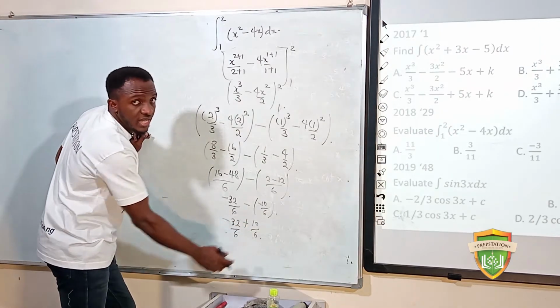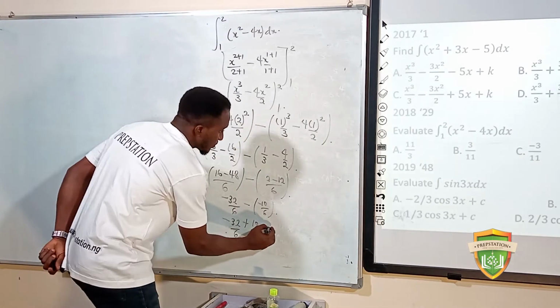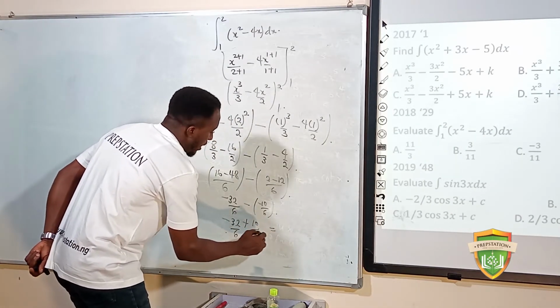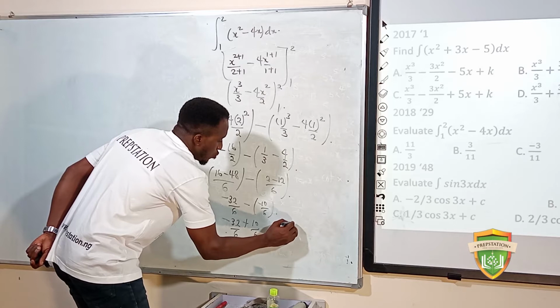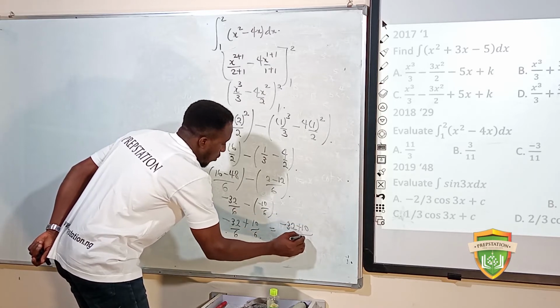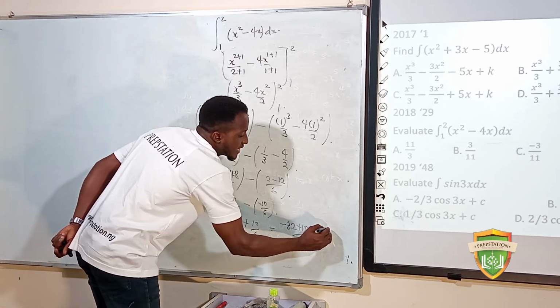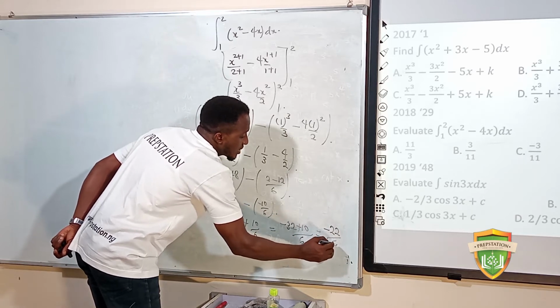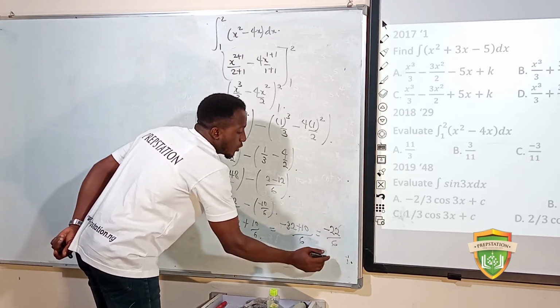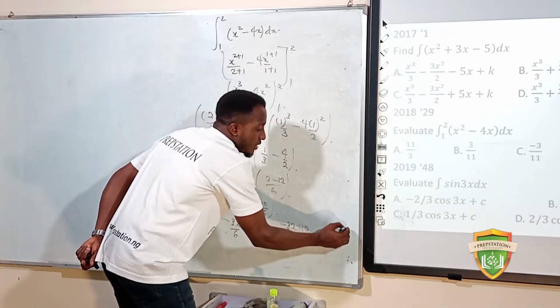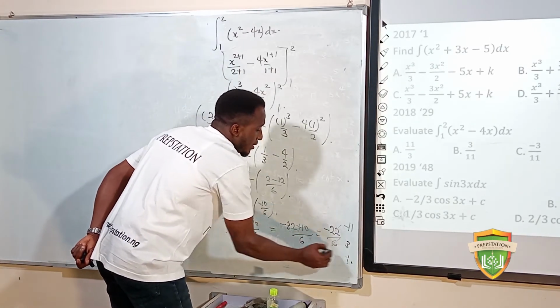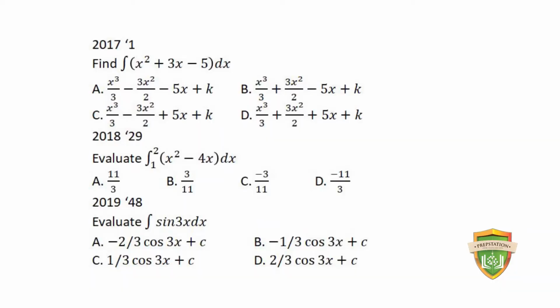LCM is 6, they have the same denominator. That would give me minus 32 plus 10 over 6. And minus 32 plus 10 is minus 22 over 6. 2 can go into both, 2 is a common factor. This is minus 11 and this is 3. So the answer to the question is minus 11 over 3. Let's see if we have that in the options. Yes, we do. That is option D.